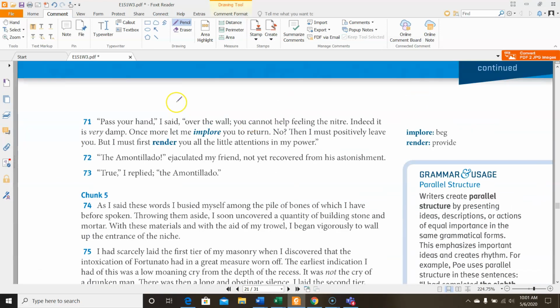"Pass your hand," I said, "over the wall. You cannot help feeling the nitre. Indeed, it is very damp. Once more, let me implore you to return. No? Then I must positively leave you. But I must first render you all the little attentions in my power."